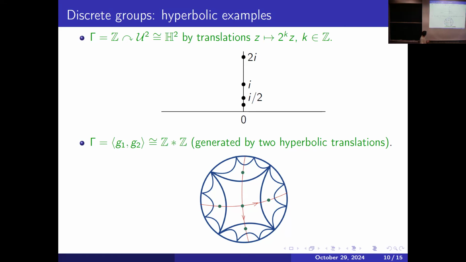Okay. Then you see that this group is actually, we will see it a bit later, isomorphic to the free product of two copies of Z. We have no relations between these two generators, G1 and G2. And the orbit is shown here, and in each tile you will have some neighborhood sitting inside of this tile. So the orbit is discrete, and again, the stabilizers are trivial in this example.